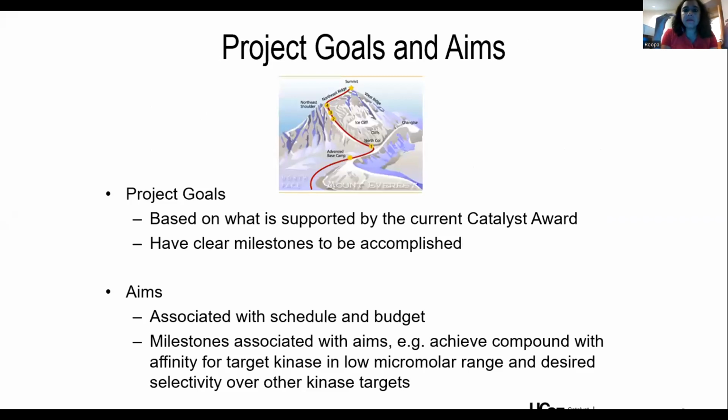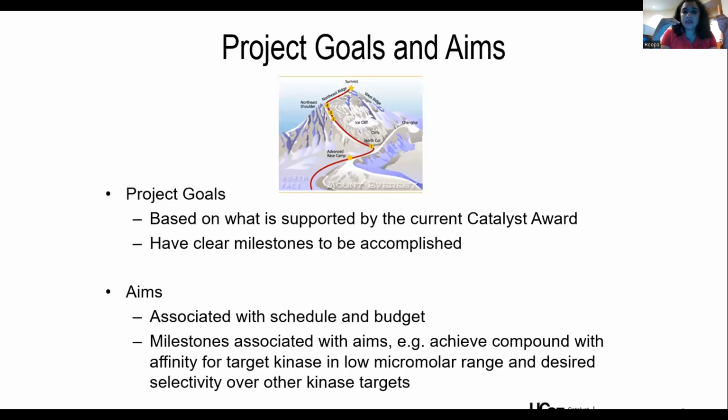For example, supposing the goal is to climb Mount Everest. Now you have to break it into smaller parts, go to Everest Base Camp, then go from Camp 1 to Camp 2. You have to plan that you have enough of the resources, the food, the supplies, etc. So like that, when we have a project, we have the big goal, but we have the aims associated with a schedule and a budget.